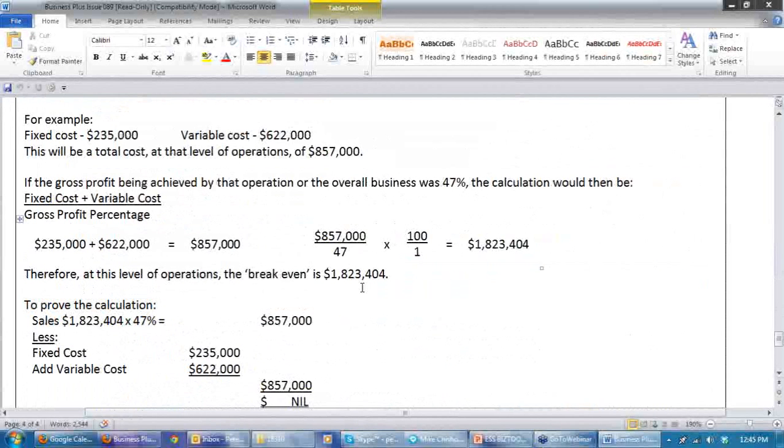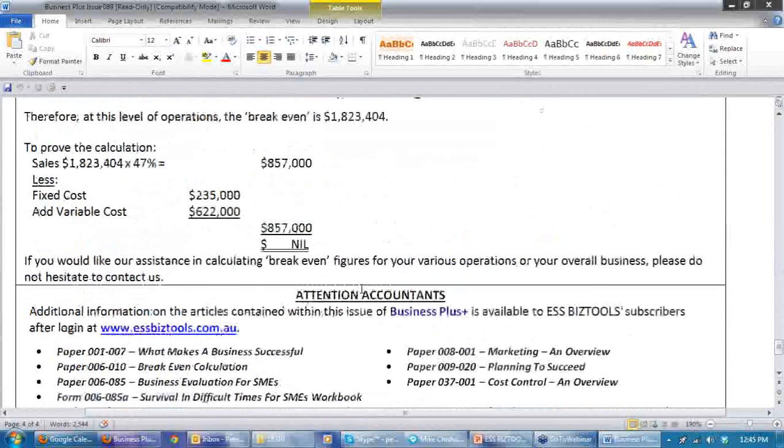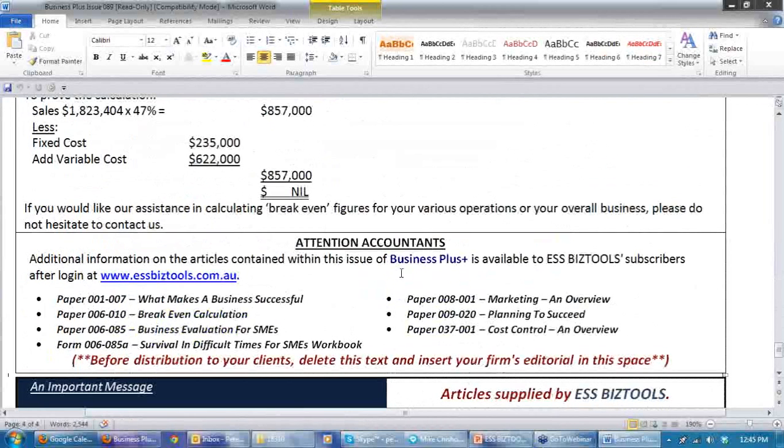Then we have this section we call Attention Accountants. This is the supplementary reading. We suggest you delete that section before you send this to your clients, and in this space you put your own message. It might be a seminar or webinar you're running, a client might have won Business of the Year, or someone may have had a baby. You can add material to the newsletter if you wish.